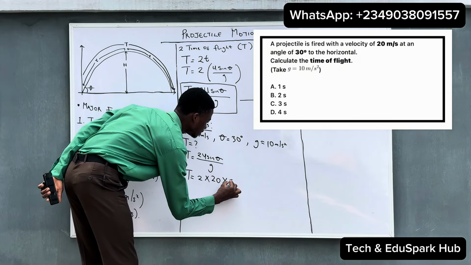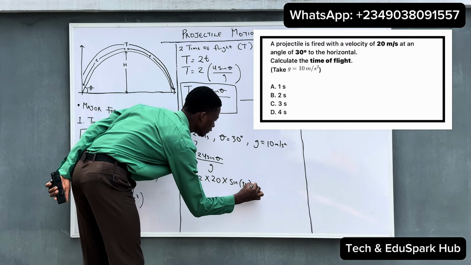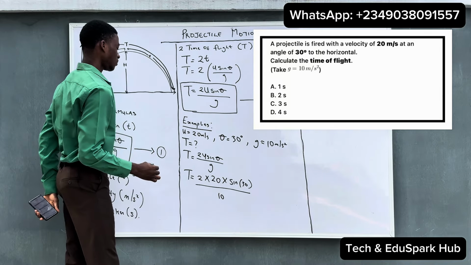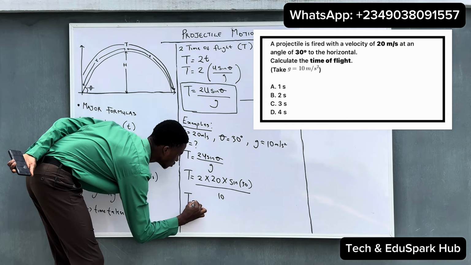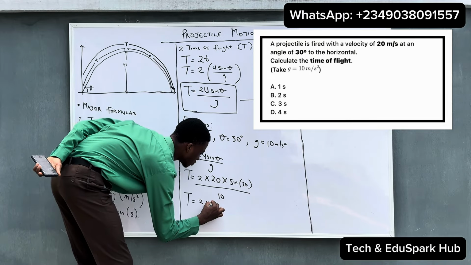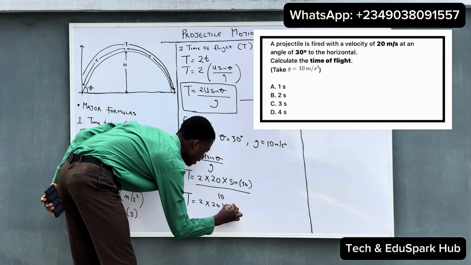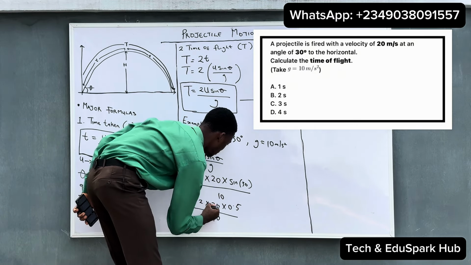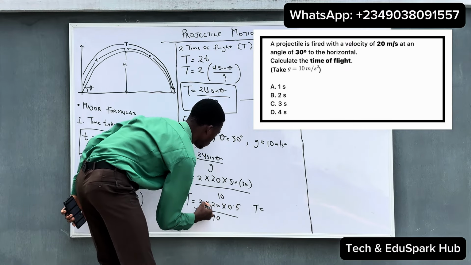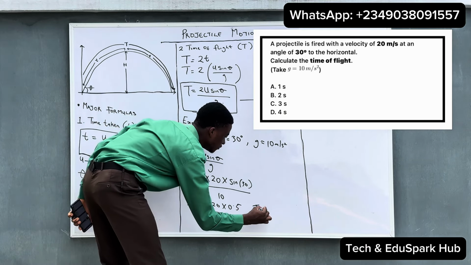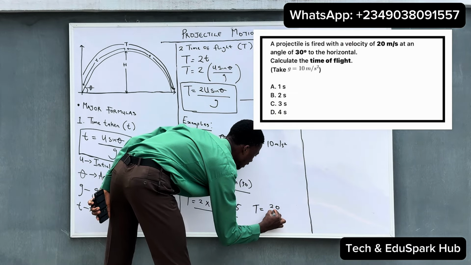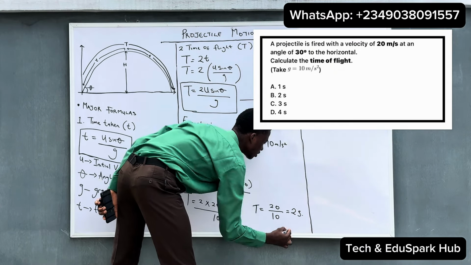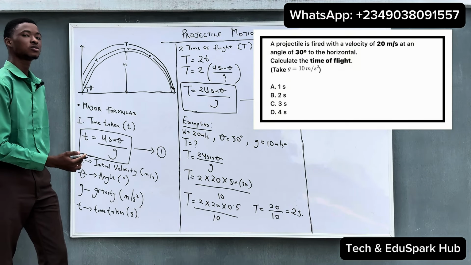Multiply by sine 30, which is 0.5, and we can divide it by our gravity, which is 10 meters per second squared. So we have our big T equal to 2 multiplied by 20 multiplied by 0.5 divided by 10. When you multiply 2 by 20 by 0.5, you have 20. So 20 divided by 10, our big T will be equal to 2 seconds. And this is our final answer to questions of this type.